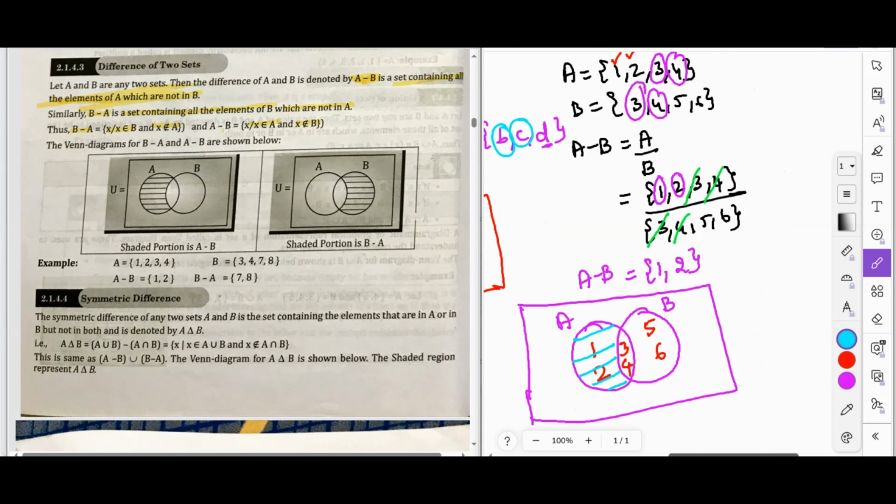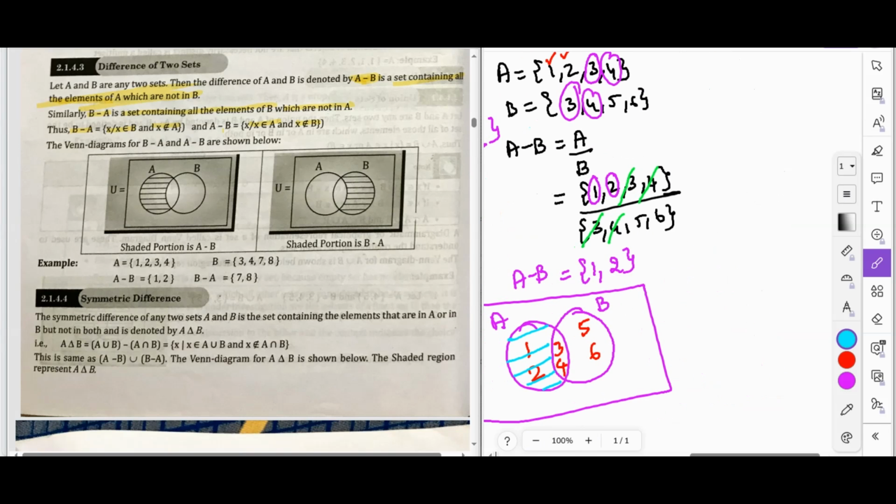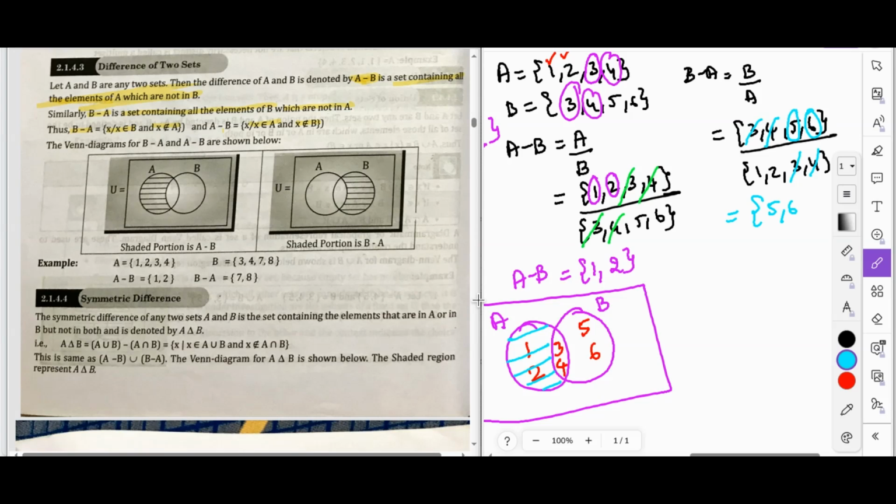Okay. Then what will be B minus A for the same question? B minus A will be B by A. What is B? B is 3 comma 4 comma 5 comma 6 divided by what is A? 1 comma 2 comma 3 comma 4. So what we are going to do is cancel the like terms, 4 and 4 and 3 and 3. So the elements present only in the numerator will be considered. That will be 5 comma 6. So B minus A will be 5 comma 6.